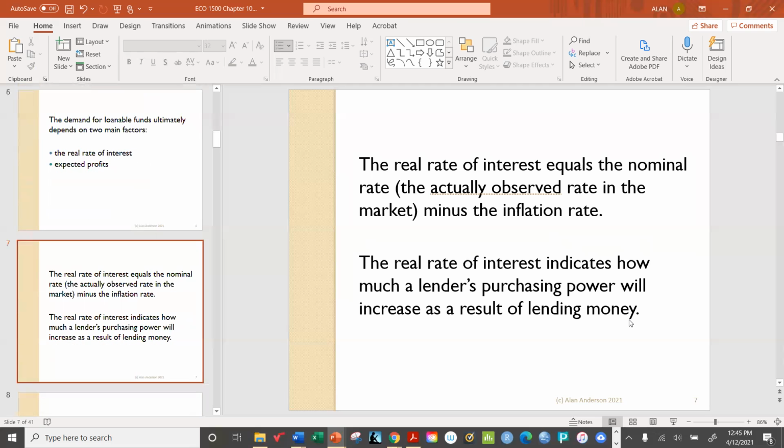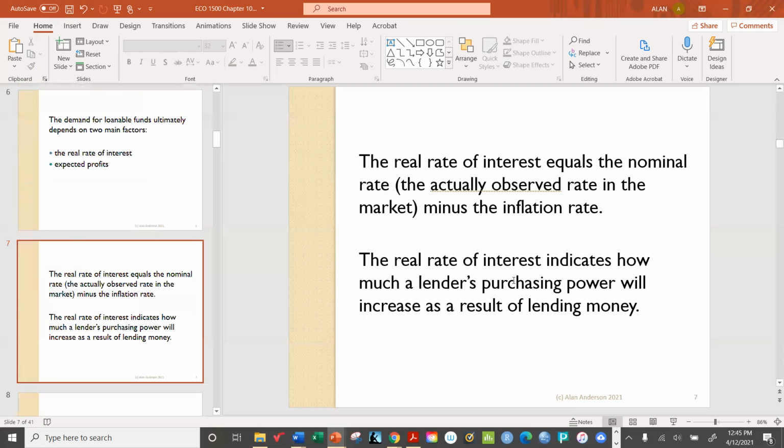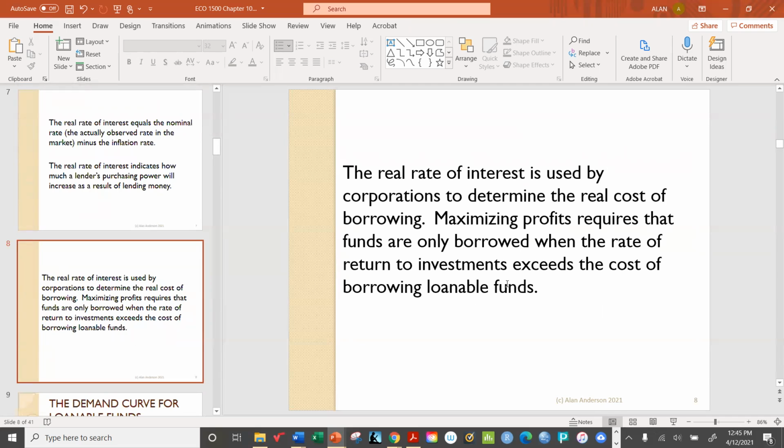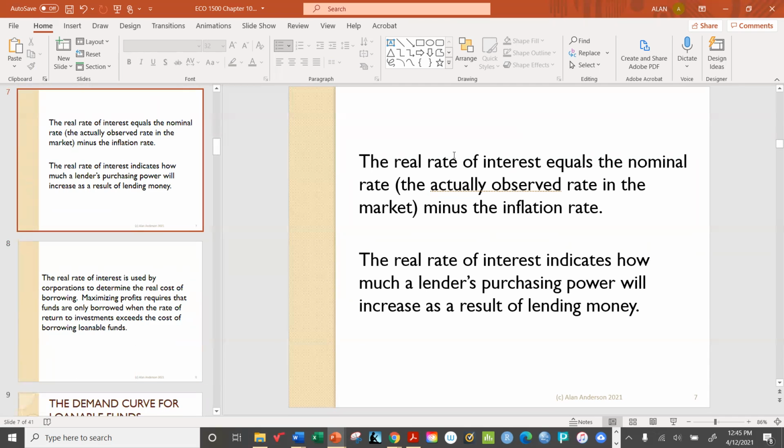Okay, so the real rate of interest, we did a little detour here and reminded ourselves that the real rate of interest equals the nominal rate minus the inflation rate. Okay, it's really pretty straightforward. The real rate equals the nominal or observed rate minus the inflation rate.